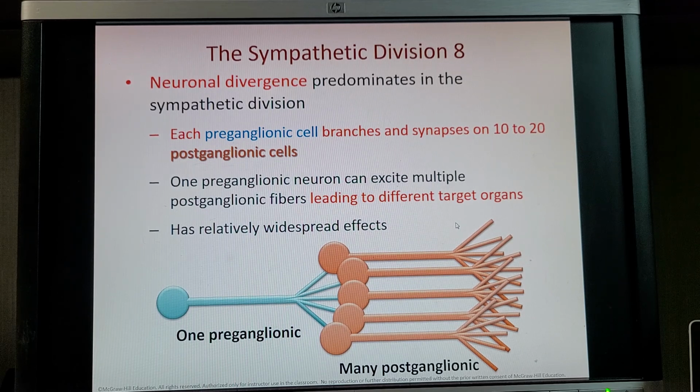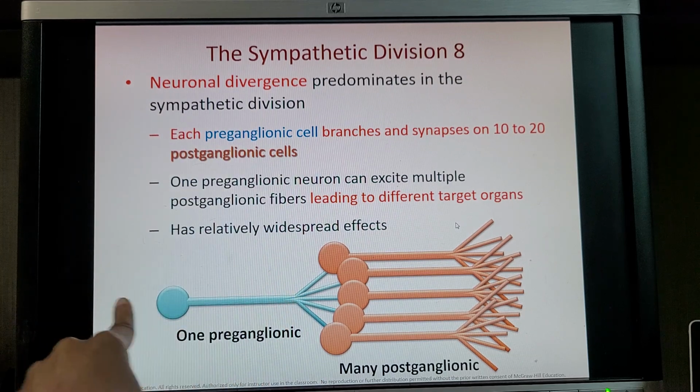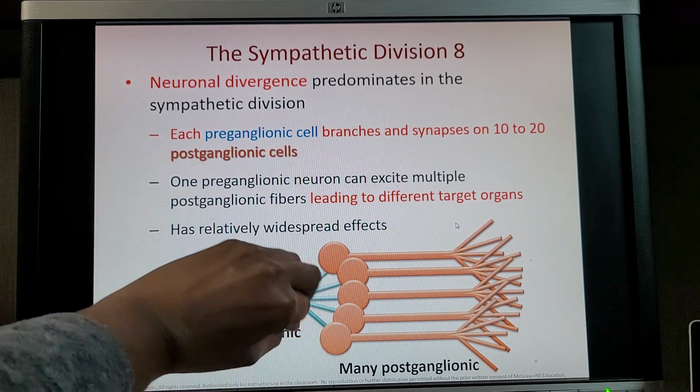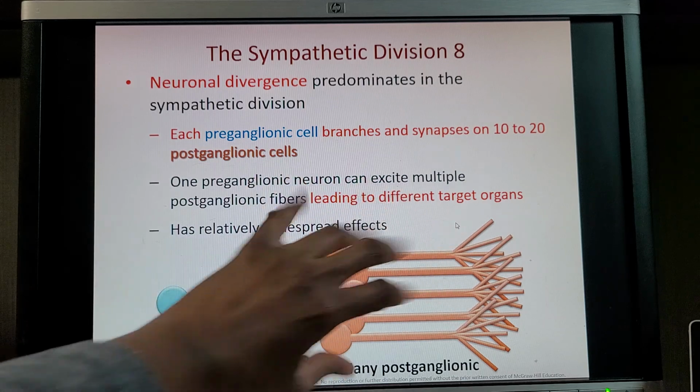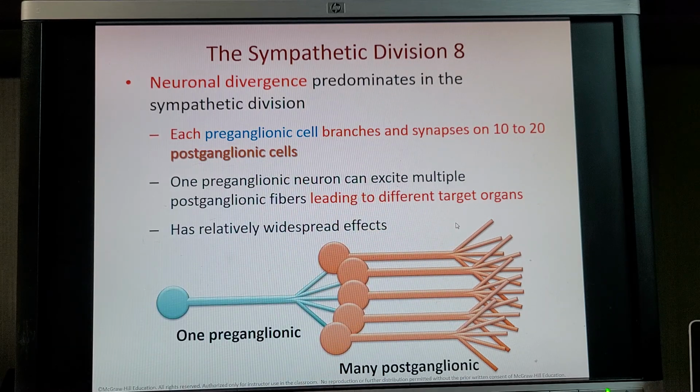There are also other things that allow the sympathetic division to have a widespread effect, but neuronal divergence is one of them. So if you've seen the movie, it's been a while, the movie Divergent, where instead of staying in their classification, they diverge or split apart from where they're supposed to be. So this one preganglionic neuron is diverging, or splitting, into communicating to a bunch of other ones.